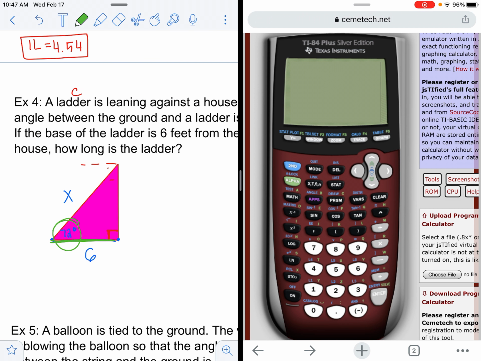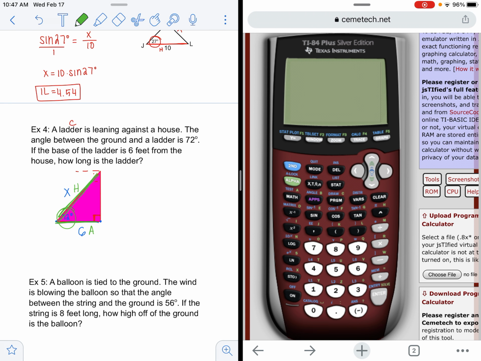Okay, so I have to use Sohcahtoa because I only have one side. I don't have two. Here's my angle. How is this side related? It touches. It's adjacent. How is this side related? It touches too, but it's the hypotenuse. Which trig function uses adjacent and hypotenuse? Cosine does. So I'm going to write cosine. My angle always comes next, which is 72, equals adjacent over hypotenuse. Remember, it's Sohcahtoa. So I have adjacent and hypotenuse. That's why I'm using it. Make sure you're doing adjacent, which is 6, over hypotenuse, which is x.